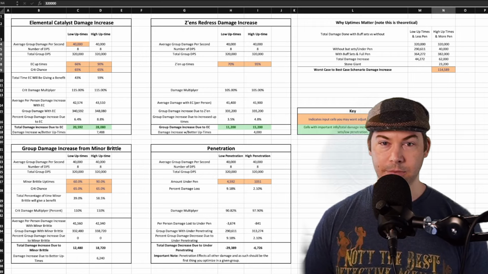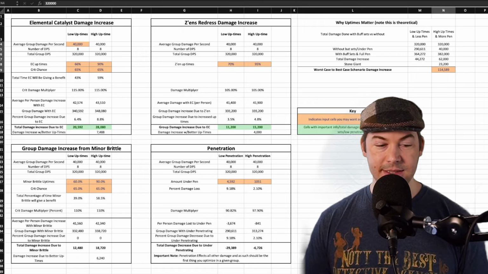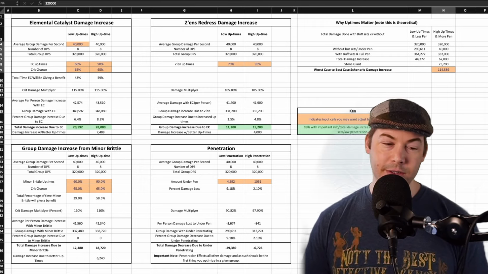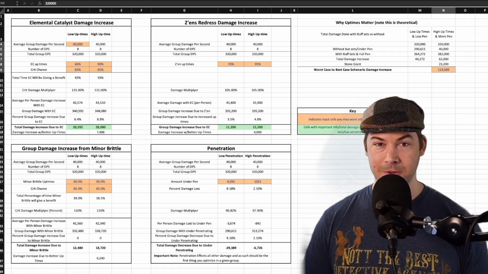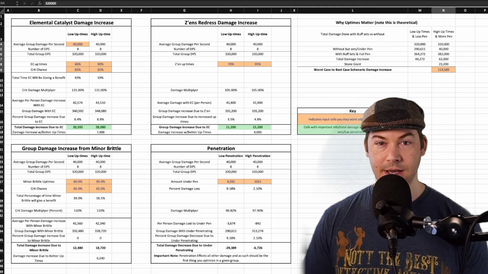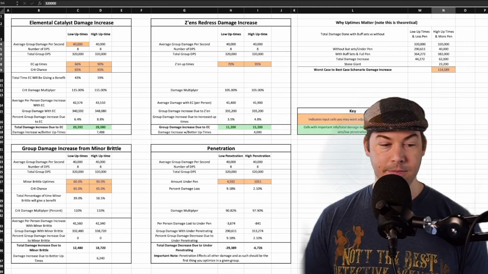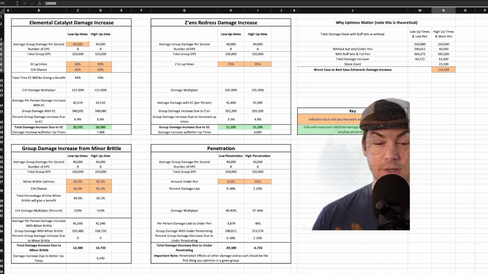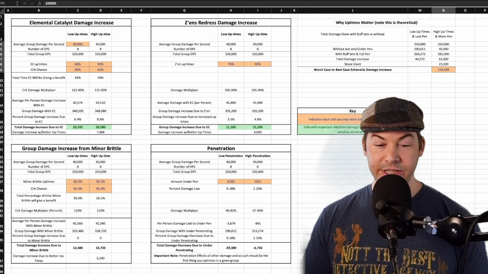And same thing with Minor Brittle for a Warden. A Warden can very easily keep up Minor Brittle. And there's also some other things you can do. Supports can help with Minor Brittle. But if you have a Warden, they can get you that 90% uptime without too much work with a Brittle setup. And then the last thing is, you know, penetration.